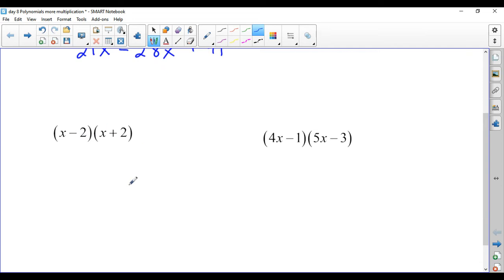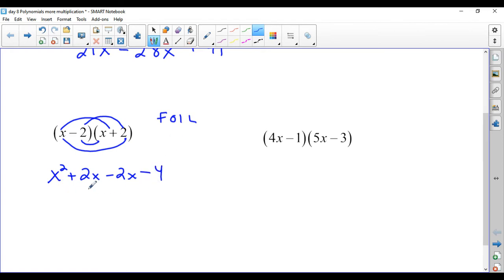Yesterday, we did binomial times binomial, and there are two different ways that you can do this, and it's totally up to you which way you choose. You can do the FOIL method, which is first, x times x is x squared. Outer, x times 2 is 2x. Inner, negative 2 times x is negative 2x. And last, negative 2 times 2 is minus 4. So you can choose the FOIL method.